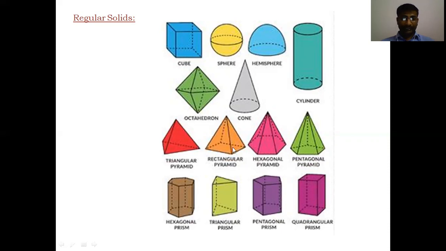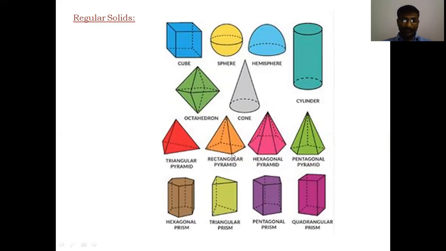This is called the rectangular pyramid. What does pyramid mean? It has 1 base and 1 apex point. That apex point is connected to the base corners with the slant edges. This is the slant edge. This is the slant face. This is the triangular face, and this is the base. This is the terminology which we are going to use.